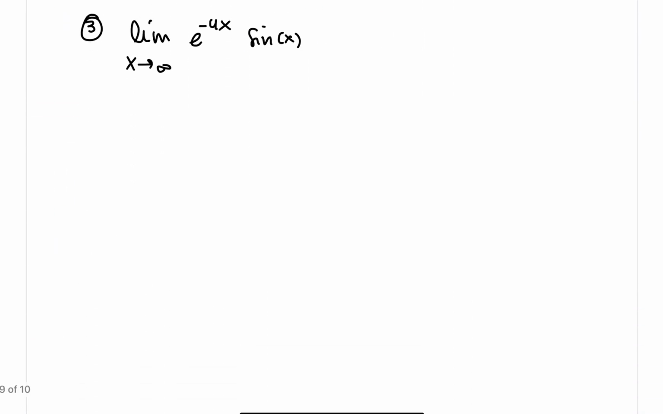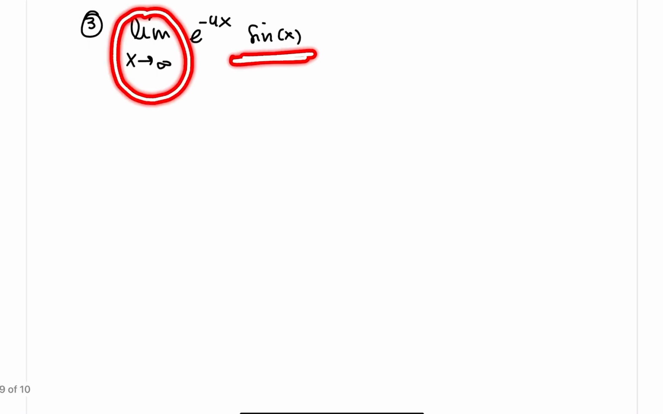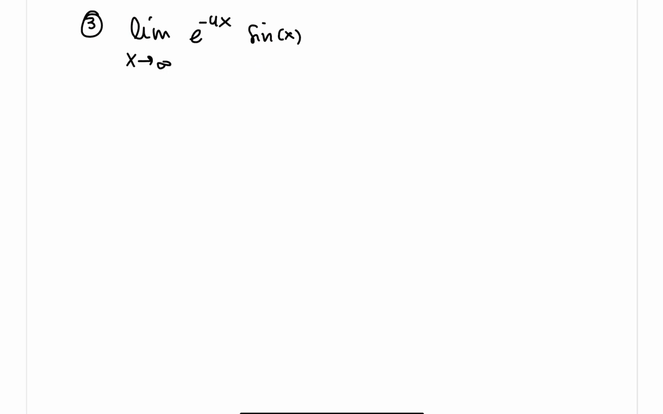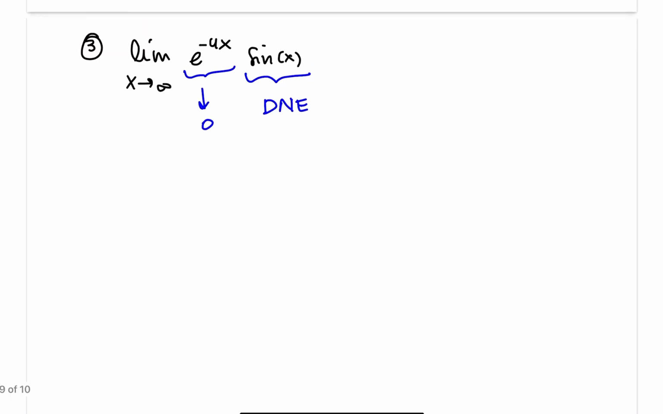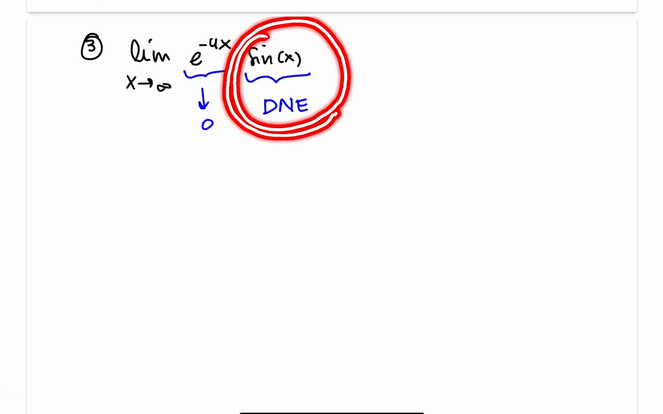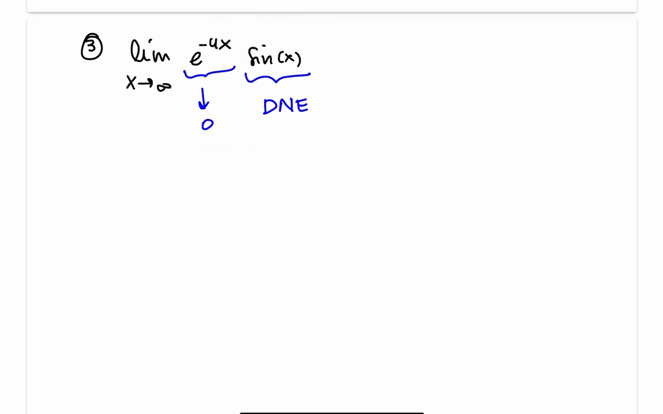Now, here we know that the limit as x goes to infinity of sine of x does not exist. But we know that the limit as x goes to infinity of e to the negative 4x is equal to 0. So again, as x goes to infinity, this goes to 0, and this does not exist. So sometimes you have to check; you cannot just say that the limit is equal to 0 or does not exist. You have to see if there's a way that this combination of functions, one having a limit that does not exist and one going to 0, when we multiply them together, maybe that limit actually exists.